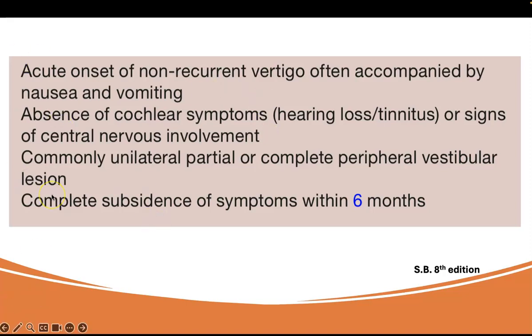So here, basically, in this diagnostic criteria, the first two are mainly symptoms. Then the third is for when you make a diagnosis. Most of the time, vestibular neuritis will be unilateral only. So it is commonly a unilateral, partial or complete peripheral vestibular lesion. And the third, the last point, is recovery, like the prognosis: complete subsidence of symptoms within 6 months.